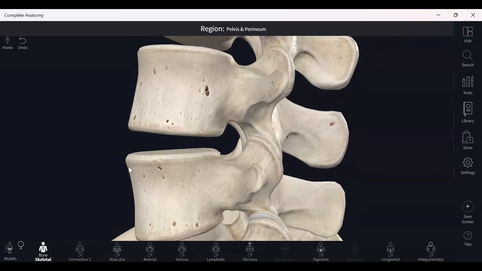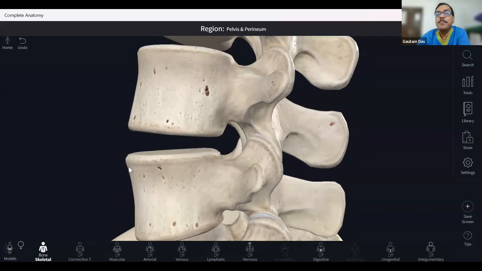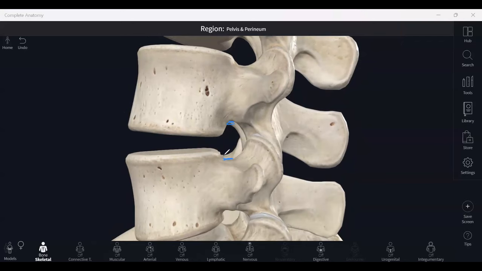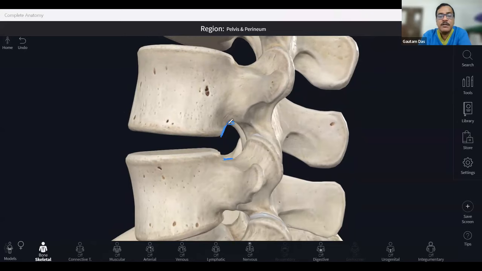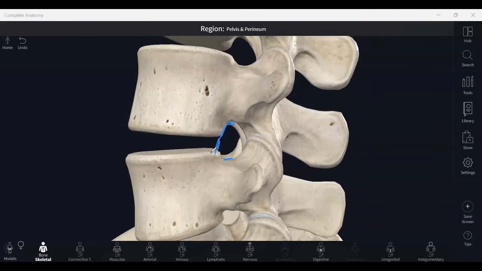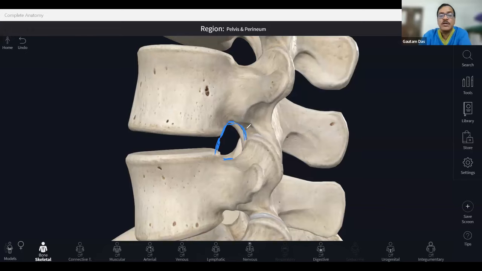Inferior border of pedicle. One pedicle above. So roof is by one pedicle above, then floor by another pedicle below. Then the anterior border of the foramen is upper part by vertebral body. The lower part is by annulus fibrosis of the disc.